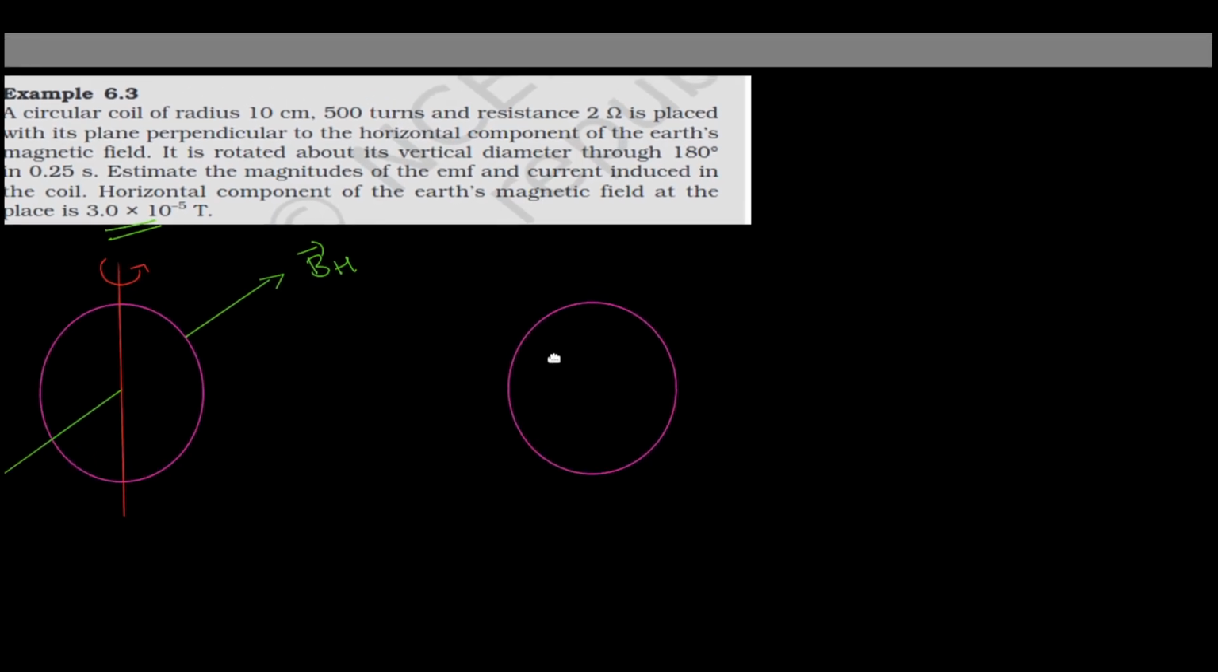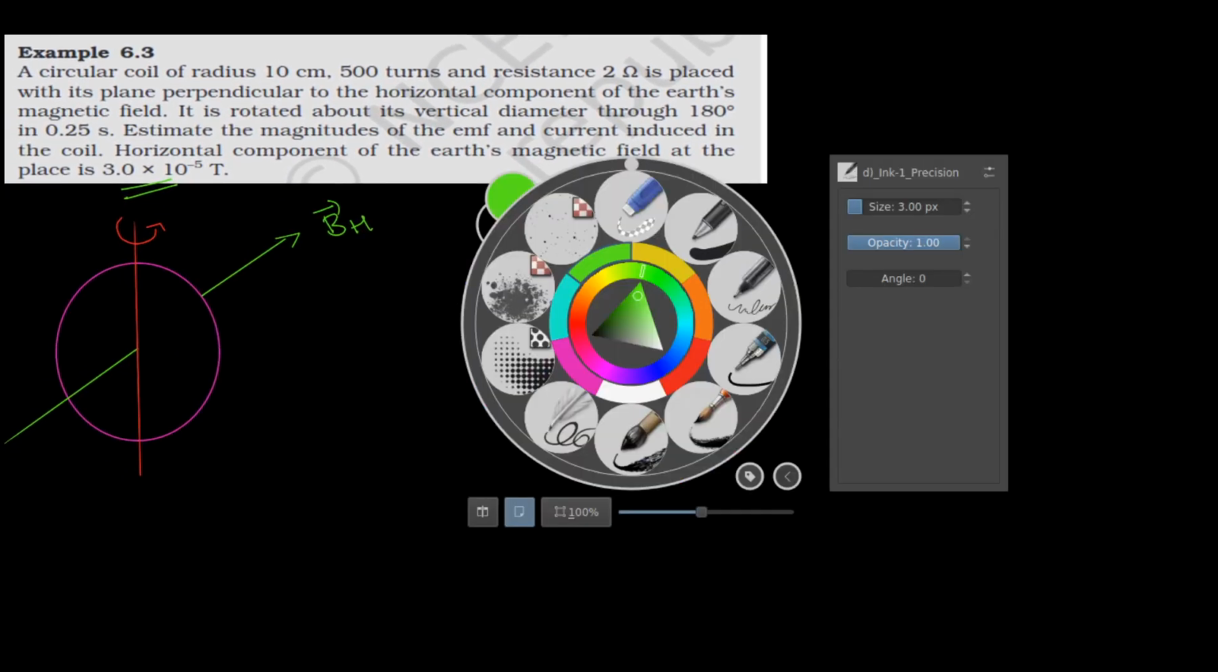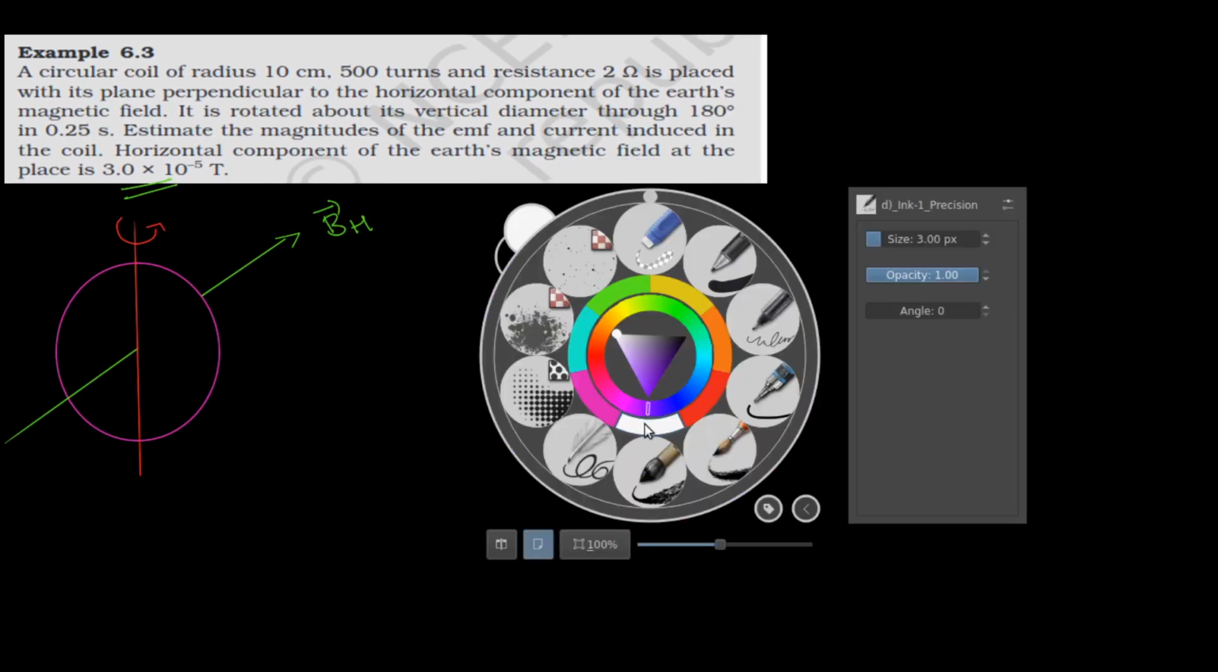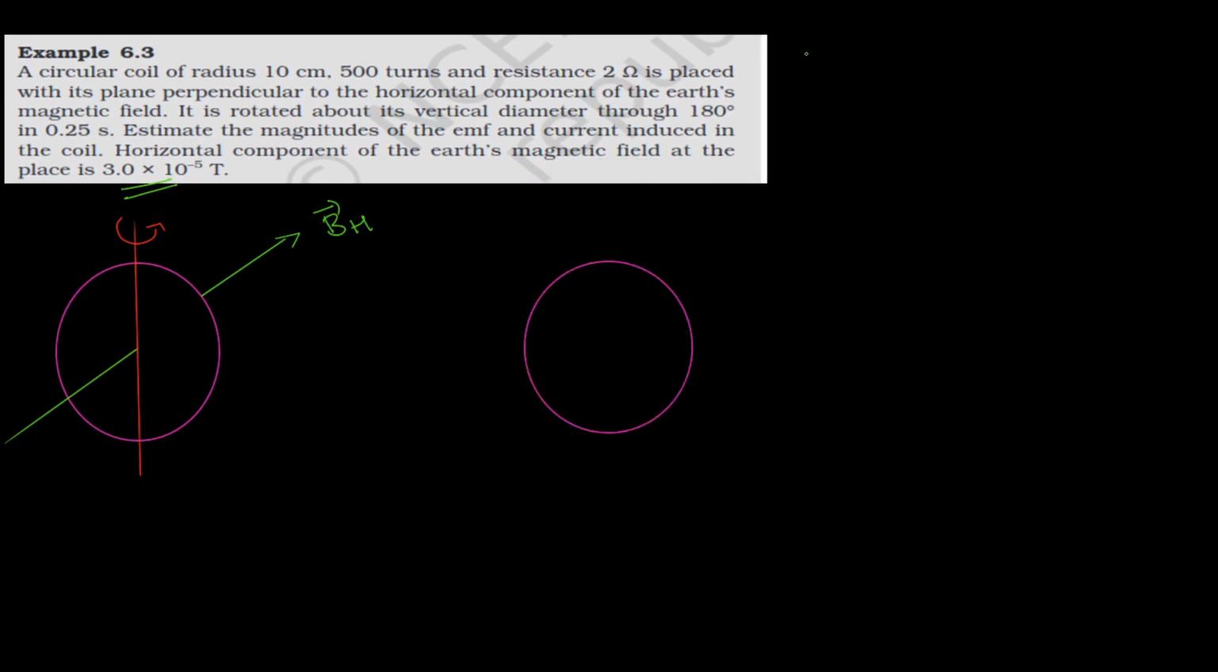Alright, so let me just mention the given data at least. What all do we have? We have a circle of radius given to be 0.1 meter. Always go for SI unit as quickly as possible. Number of turns they have given, interesting. We'll see what that does. Number of turns is 500. Resistance of this coil is 2 ohm.